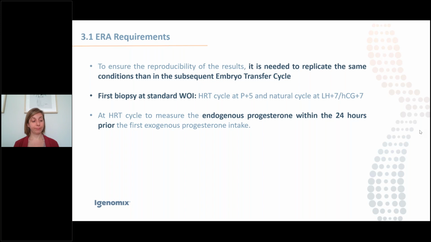Dr. Swapna, the question is, do we have any data on success rate after transferring day 3 embryos with displaced window of implantation after ERA?